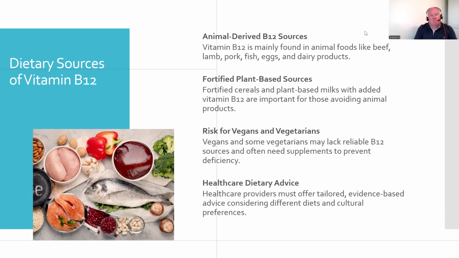You can also get B12 from other vegan sources. So if your person has a new vegan or vegetarian diet, or if they have an eating difficulty called ARFID, avoidant restrictive food intake disorder, so eating a lot of beige foods, then again, they may have a vitamin B12 deficiency.